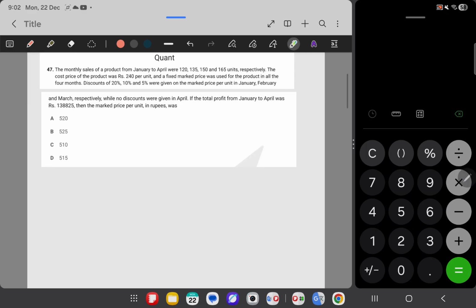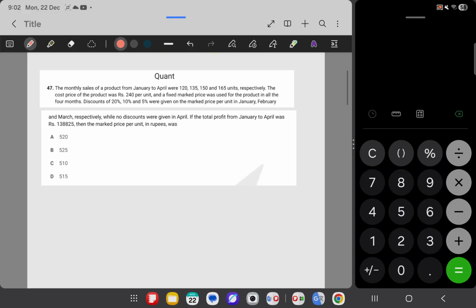So let's read it. The monthly sales of a product from January to April, that is for 4 months, is this. Okay, these are the number of units that they sold. The cost price of the product is 240 rupees per unit. Fine. And the fixed mark price was used for the product in all the 4 months. Okay, the mark price is same. Discounts were given on the mark price in January, February, March, and no discount was given in April. Fine. If the total profit is this, then the mark price per unit is what?